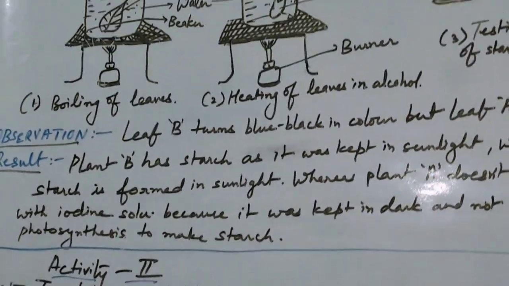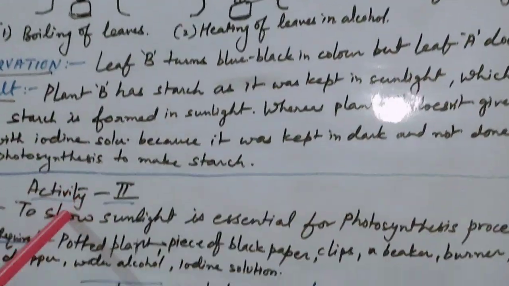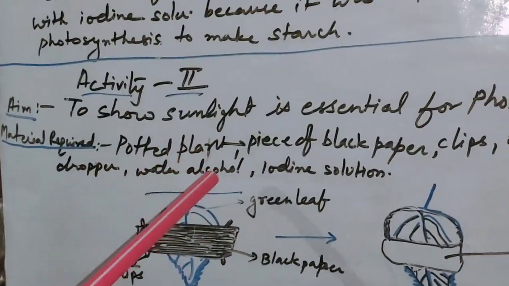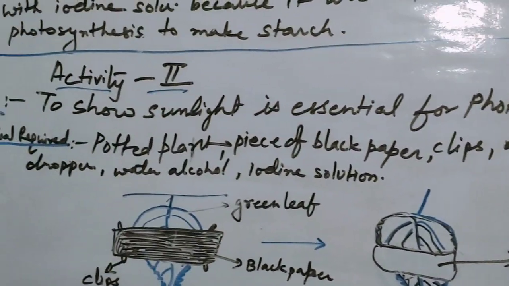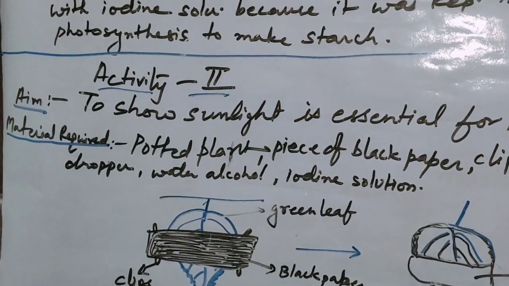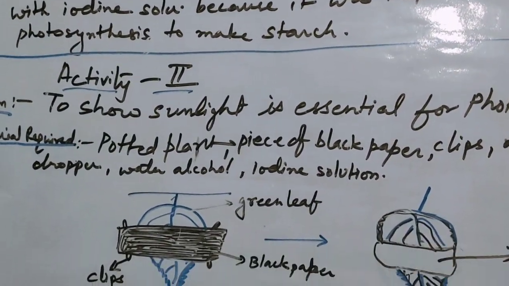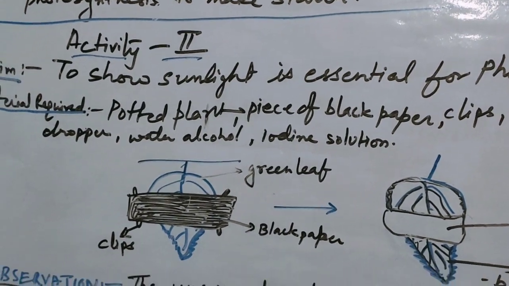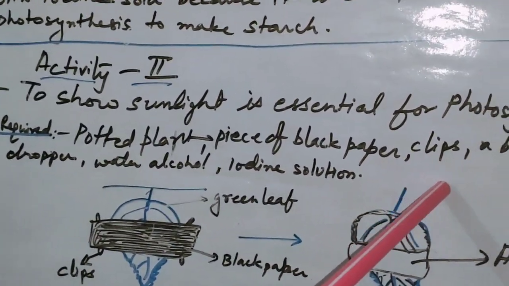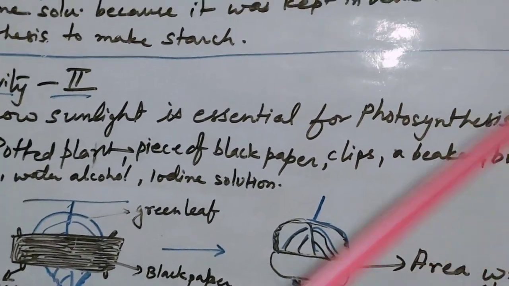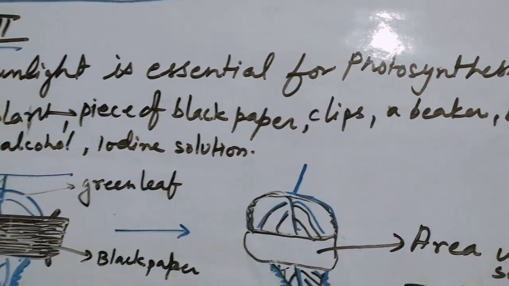Have you all understood this activity? Now let's see another activity. This activity shows that sunlight is essential for the photosynthesis process. So for showing the necessity of sunlight for this process, what will we do? We will first take a potted plant, a piece of black paper, clips, beaker, burner, test tube, dropper, water, alcohol and iodine solution.